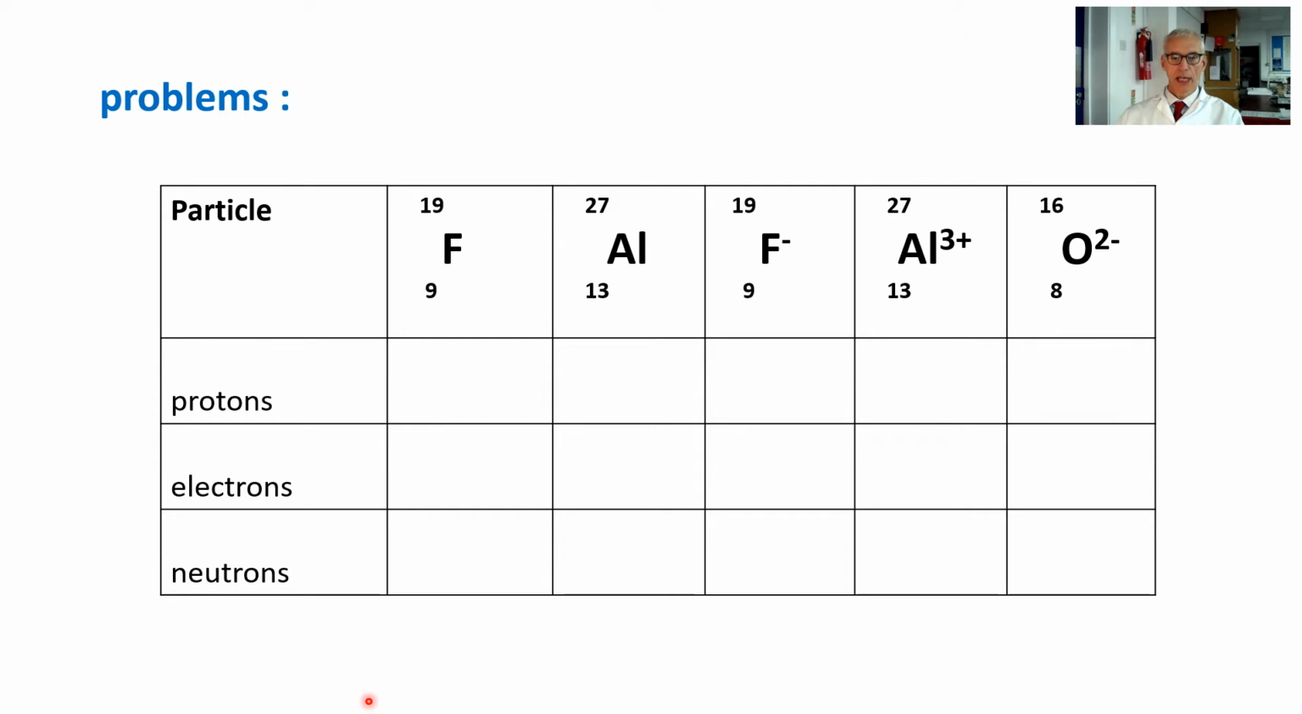Okay, so here are a few problems. Here's an element, mass number, atomic number. How many protons, electrons and neutrons? Similarly for aluminium, please note the third, fourth and fifth columns contain ions. So for each particle, can you write down the numbers of protons, electrons and neutrons? Take your time, pause the lesson, come back when you are ready.